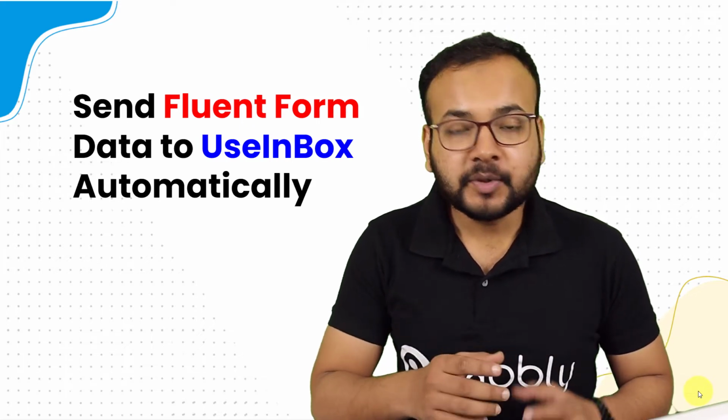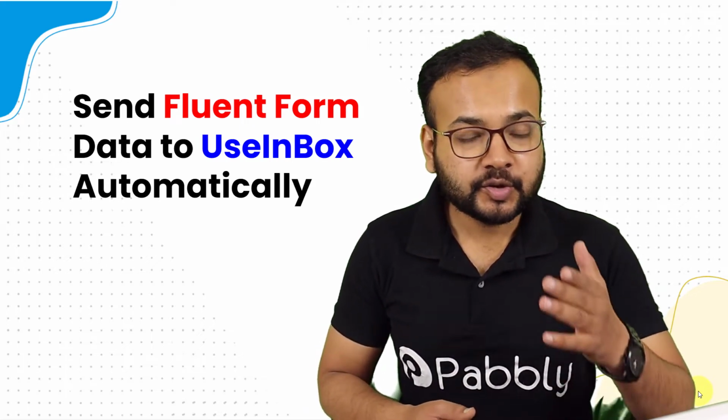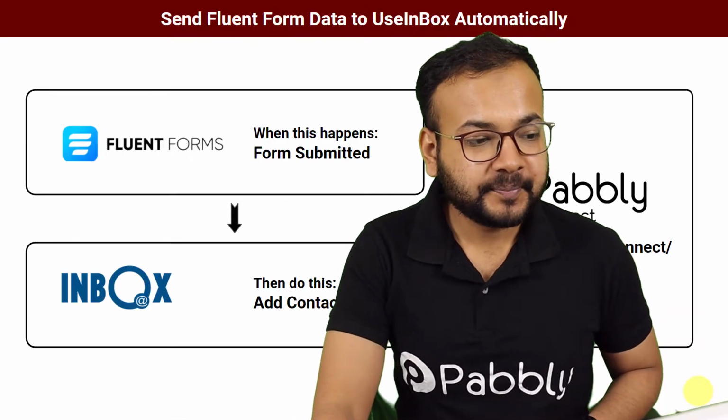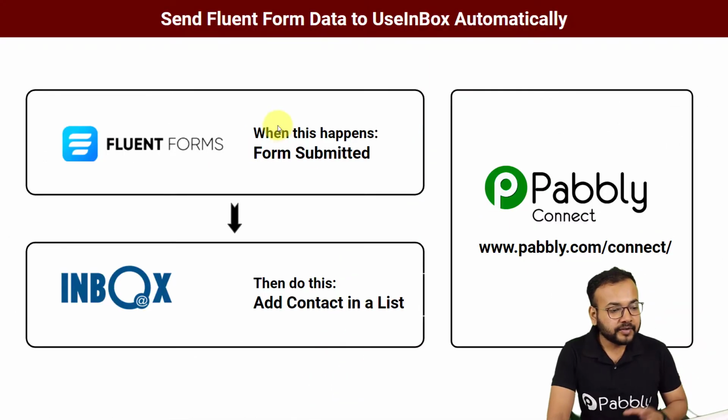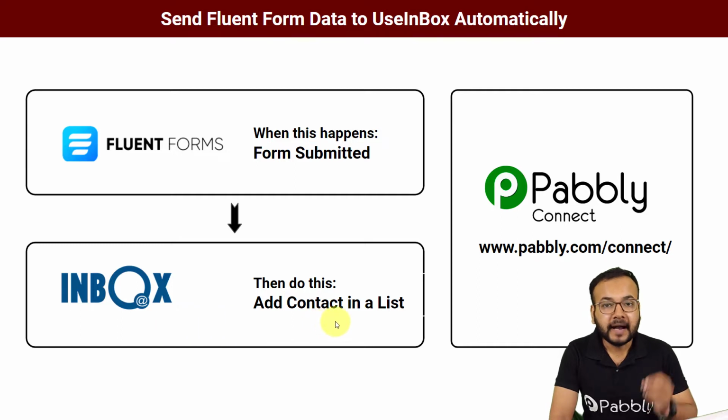So guys, here let me show you how this automation is going to help you in this. This will be the flow of this automation. Here we have connected Fluent Forms with UseInBox application in such a way that as and when any of your lead is going to fill and submit this form and opt in for your emails, the contact details of the same person is going to be added in a list in UseInBox application automatically.